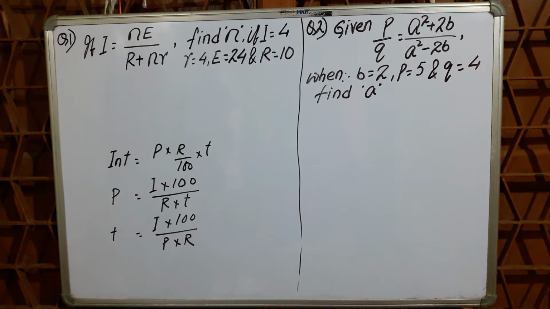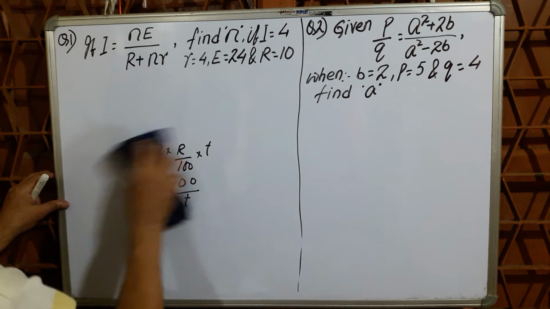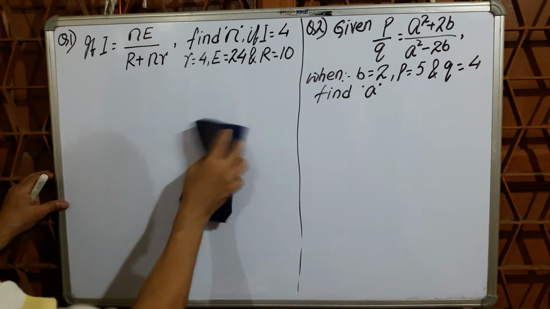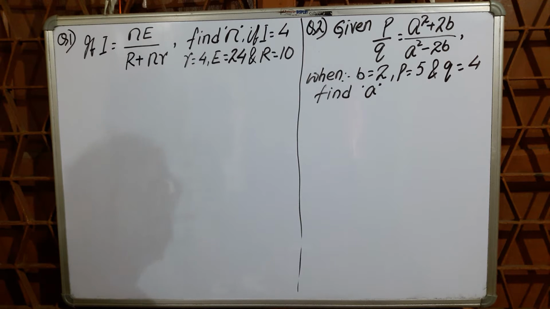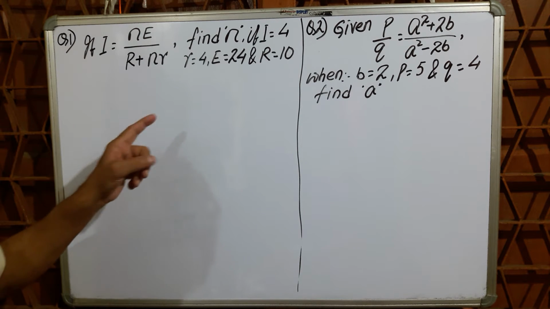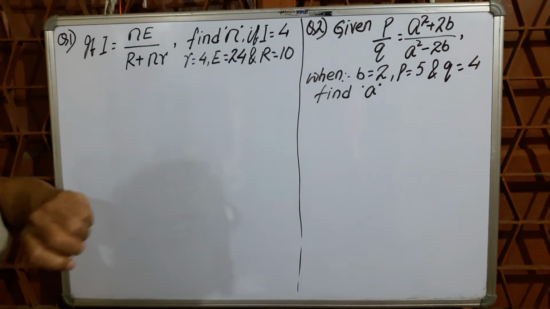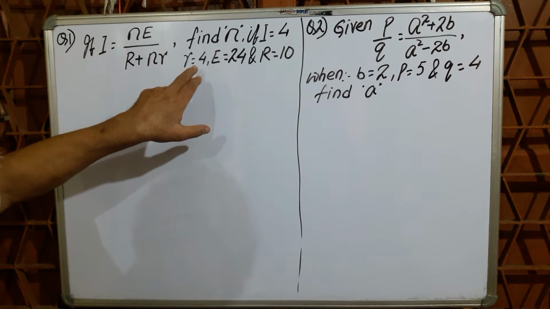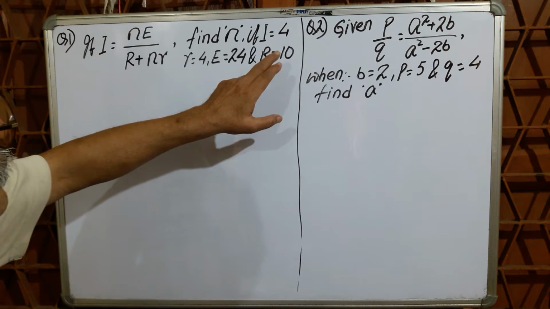Here is the first question given: if I equal to N E by R plus N into r. This is the formula of electric current. Now it is given, find N. If I equal to 4 and R resistance R is equal to 4, E equal to 24 and R equal to 10.